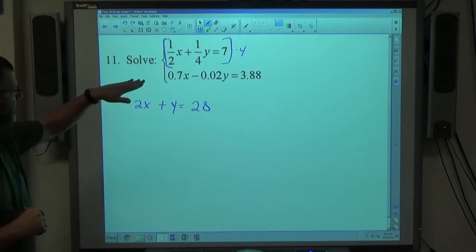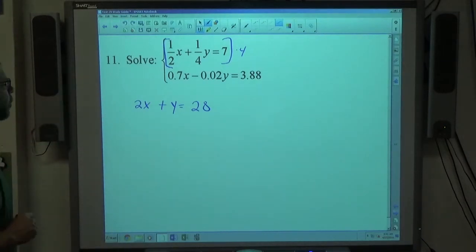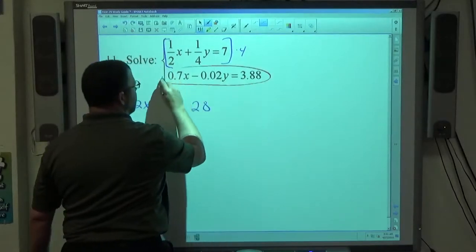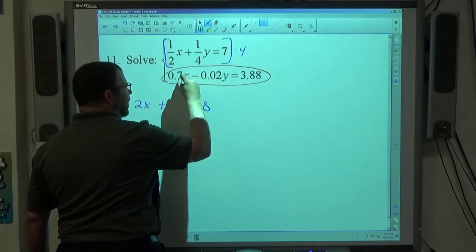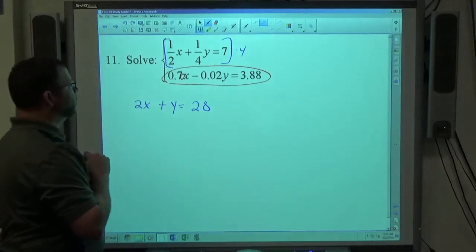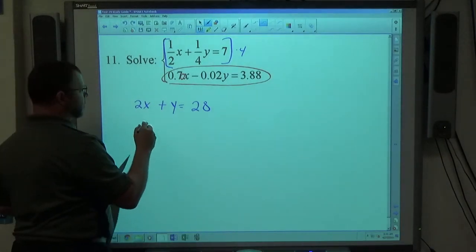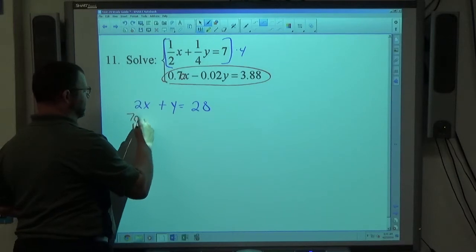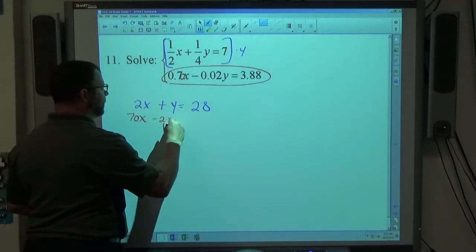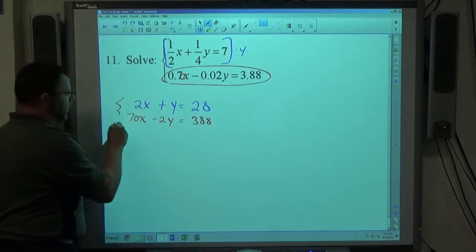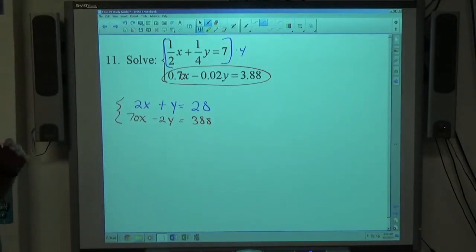Reducing fractions with the number first and then multiplying. For the decimal equation, 2 decimal places, 2 decimal places. Stick a 0 on there so it's 2 decimal places. Everything's the same number of decimal places. Then you just drop the decimals. So I'm going to get 70x minus 2y is equal to 388. And now I've got a much simpler looking system of equations.